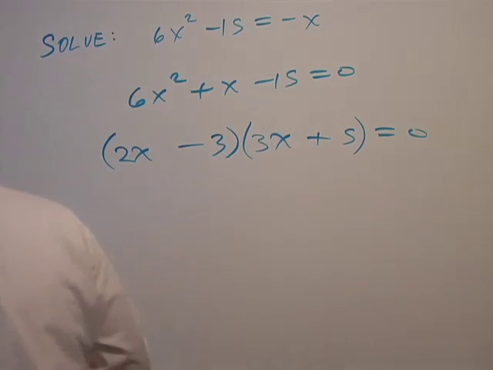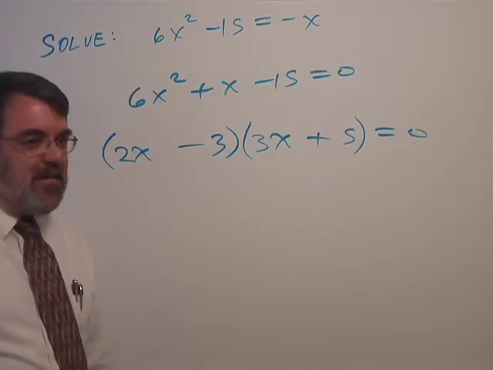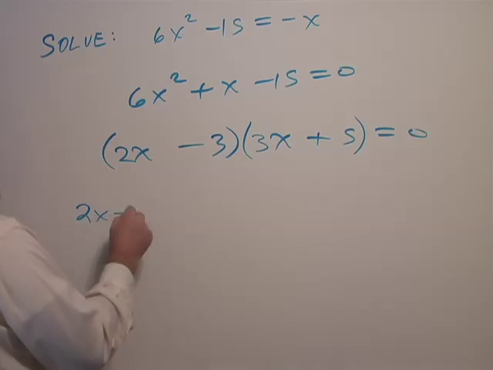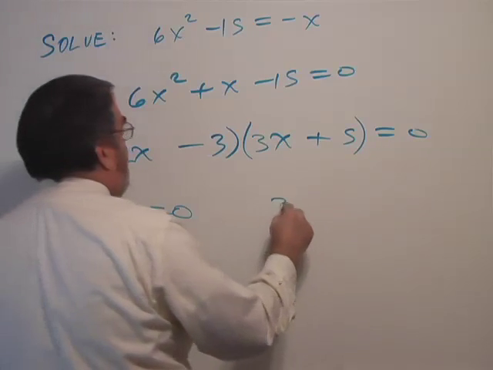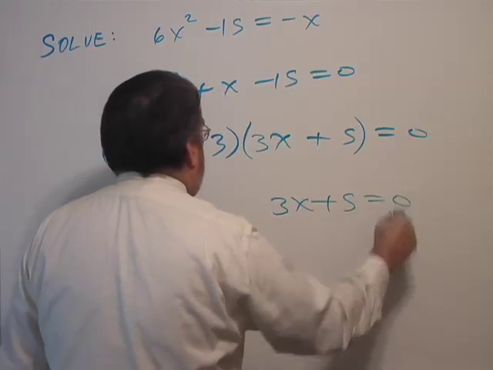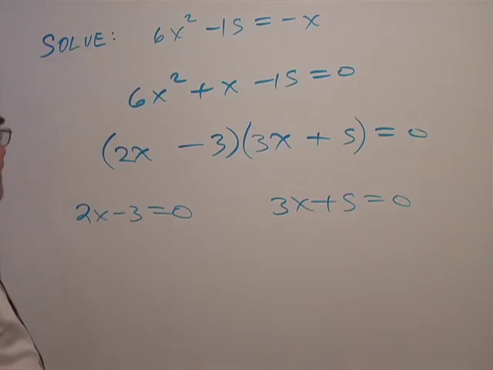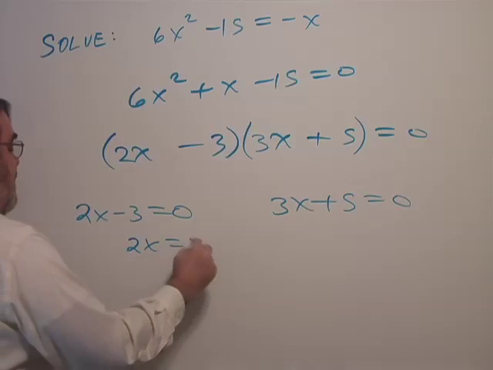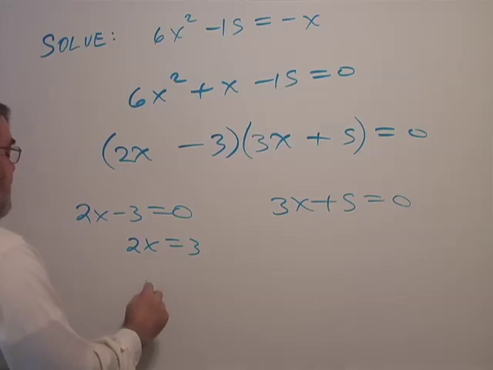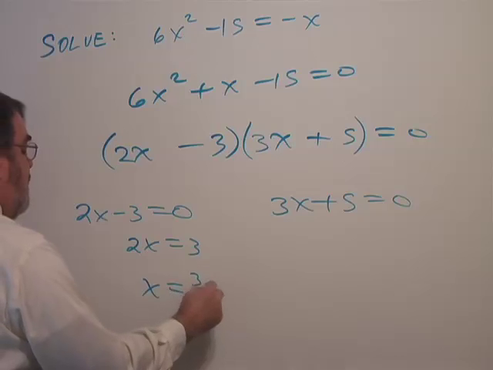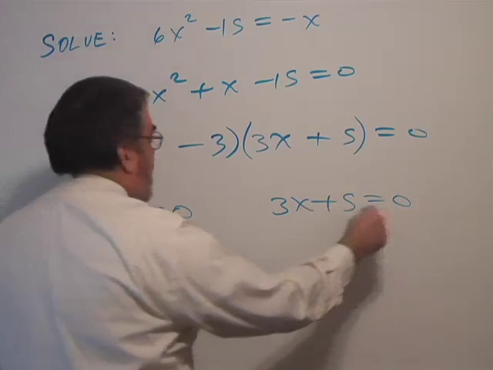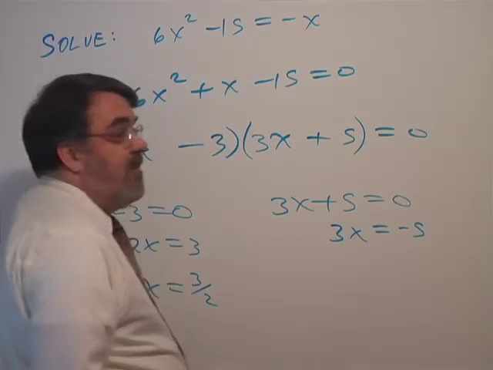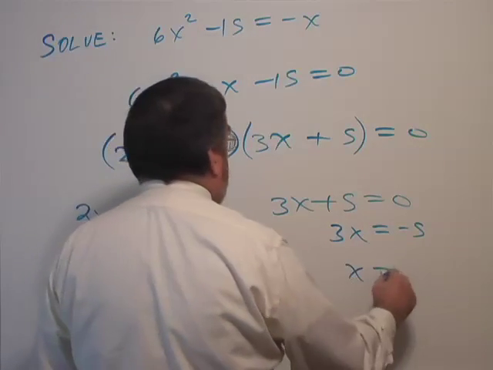Alright, so I'm going to again use the zero product property to break this up. And so I set each factor equal to 0. And we solve each of these little mini equations. So I'm going to add 3 to both sides. 2x equals 3. And then divide by 2. x would be 3 halves. Here I subtract 5 from both sides. 3x is negative 5. And then divide by 3.